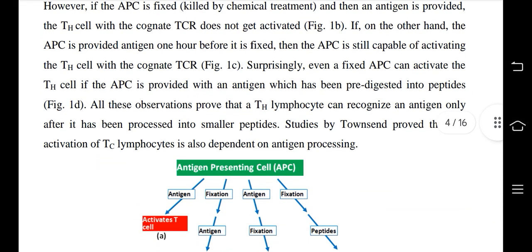If, on the other hand, the APC is provided antigen 1 hour before it is fixed, then the APC is still capable of activating the Th cell with the cognate TCR. Surprisingly, even a fixed APC can activate the Th cell if the APC is provided with an antigen which has been pre-digested into peptides. All these observations prove that a Th lymphocyte can recognize an antigen only after it has been processed into smaller peptides. Studies by Townsend proved that activation of TC lymphocytes is also dependent on antigen processing.